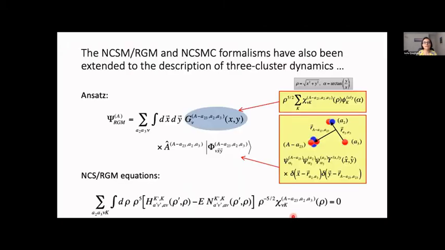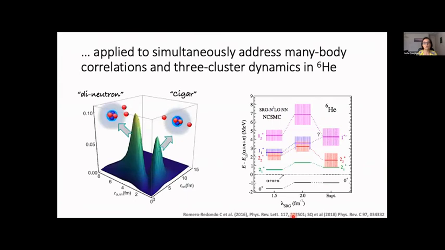And just really for information only, these formalisms, the NCSM RGM and NCSM continuum formalisms, can be extended to the description of three cluster dynamics, and one can also apply them to address many body correlations and three cluster dynamics in Borromean systems, for example, in helium-6, both for the bound states and continuum.